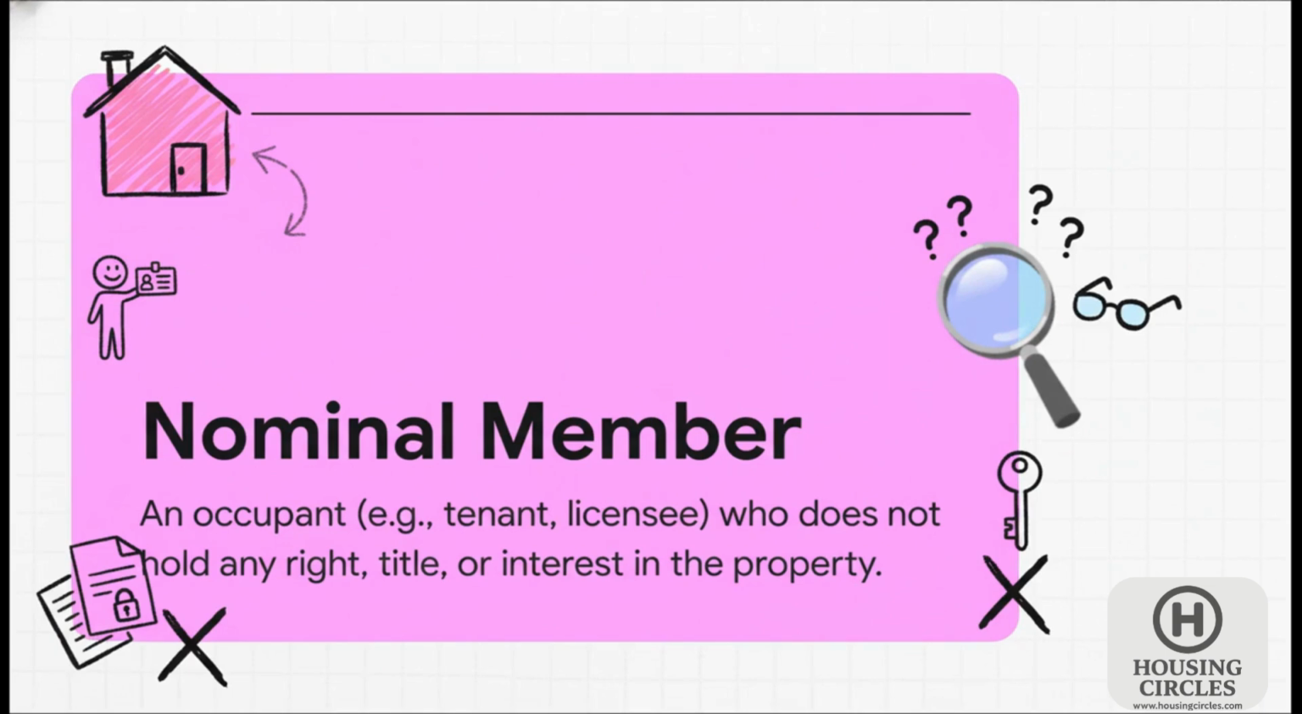And finally, we have the nominal member. This is someone who lives in the flat but doesn't own it at all, like a tenant or a licensee. They're pretty much members in name only. They get to live there, but they have zero say in any of the society's decisions.